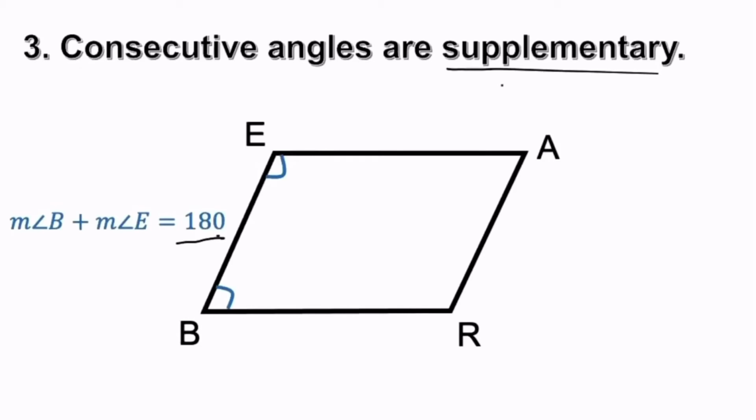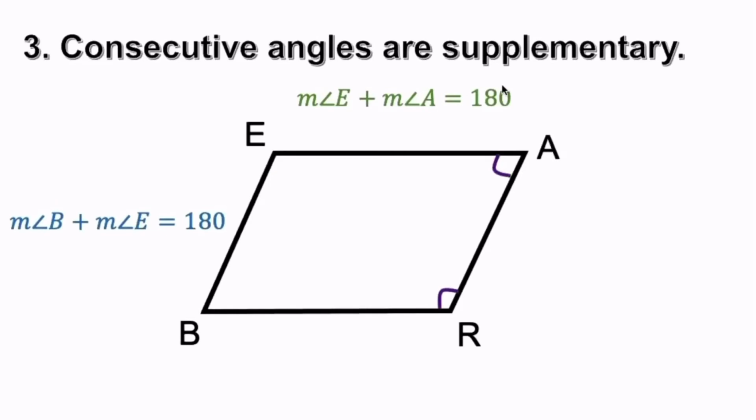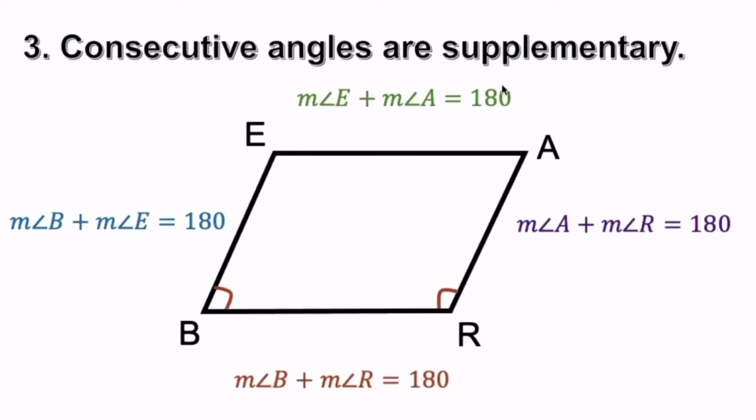Isa pang pares ng consecutive angles ay angle E at angle A. Dito, makikita nyo na ang kasunod ng angle E ay angle A. Kaya, ang measure ng angle E plus measure ng angle A equals 180. Ganon din sa angle A at angle R. Measure of angle A plus measure of angle R equals 180. At ang ikaapat na pares, meron tayong angle B and angle R. So the measure of angle B plus the measure of angle R equals 180.